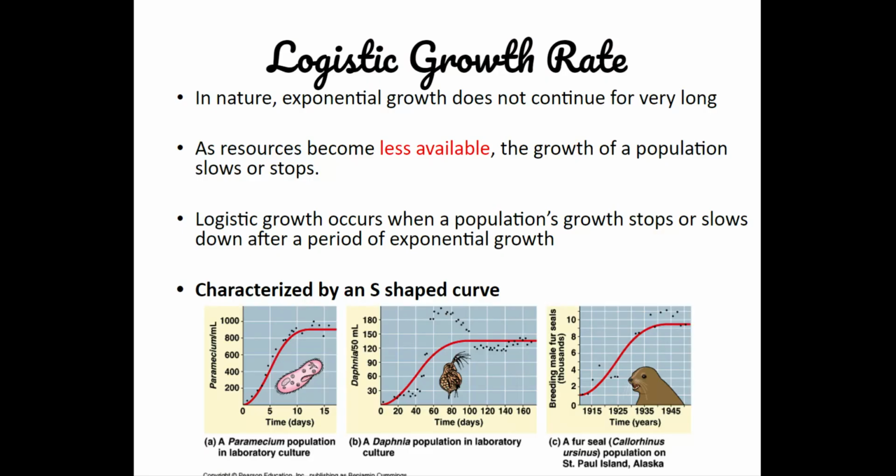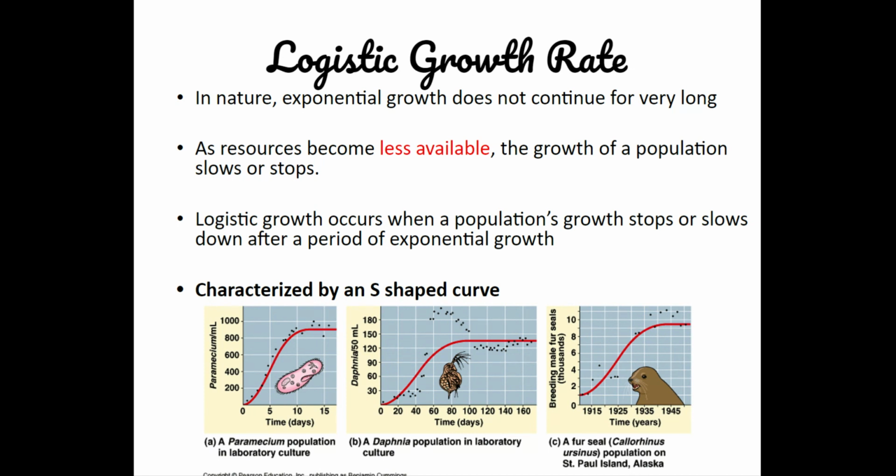Now in nature, exponential growth cannot continue for a very long time. As resources become less available, that population growth is going to slow down or it's going to stop. Logistic growth occurs when a population's growth is going to slow down or it stops. Typically, the graph is going to look like a stretched out S.